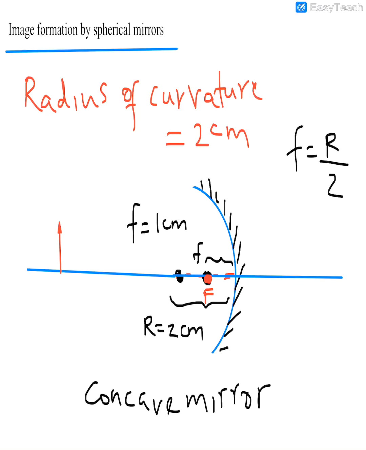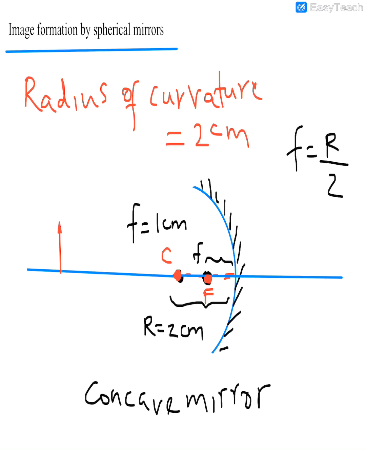this is the radius of curvature. R is equal to 2 centimeter, and this point is nothing but the center of curvature, because you already know it is a circle. The center of the circle is called the center of curvature. So that point is the center of curvature C. You already know. Now you can see what is the position of your object.